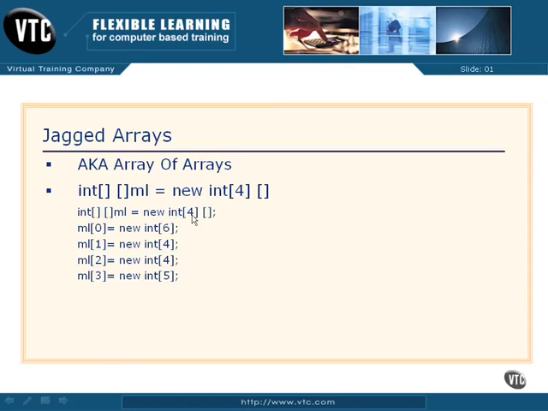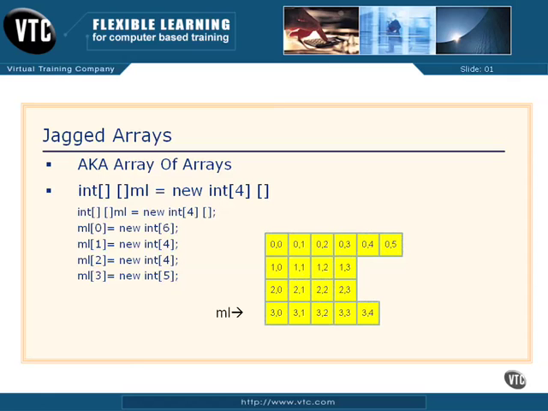It'll have 4 rows. Then we set ML0, or row 1, equal to a new integer 6, which means there will be 6 indexes or 6 places in row 1. Then ML1, which is row 2, will have 4. ML2, which is row 3, will have 4. And ML3, which is row 4, will have 5. Now when we execute that, what's going to be created in memory looks like this.